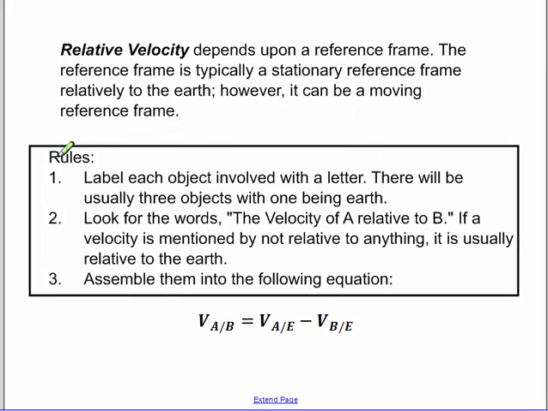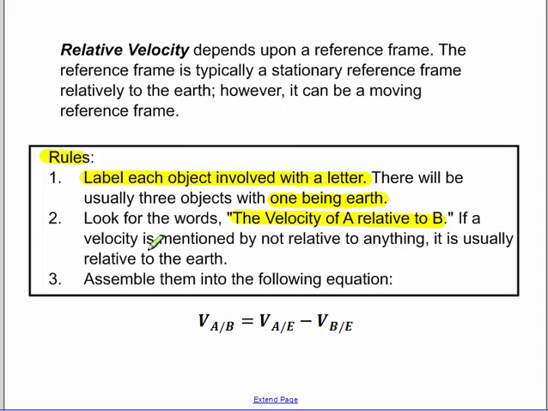The rules: first thing, I would label each object involved with some type of letter, and that could be A, B, or C. Usually there's going to be 3 objects, however there could be more than 3. One of these will typically be a stationary object like the Earth. When you do these problems, look for words such as the velocity of A relative to B. If a velocity is mentioned but not relative to anything, then it's usually going to be relative to the Earth.